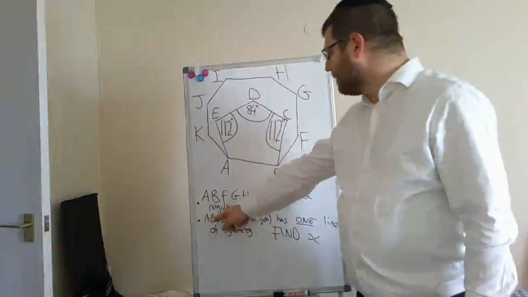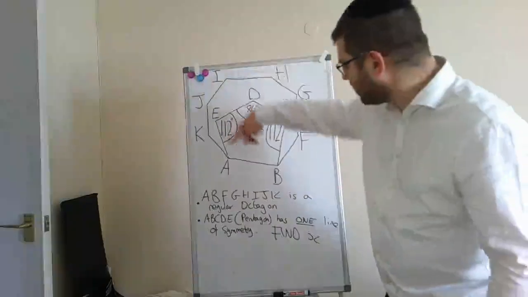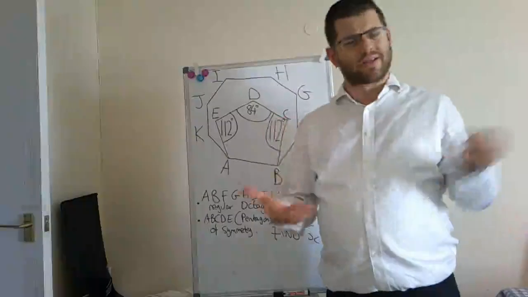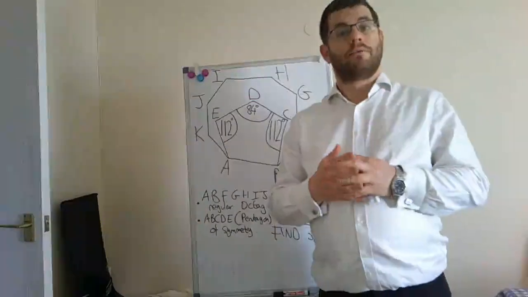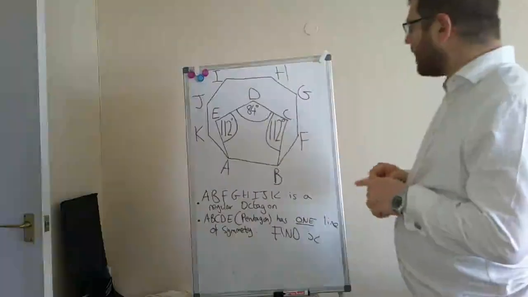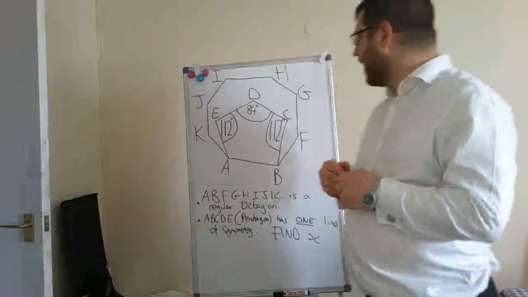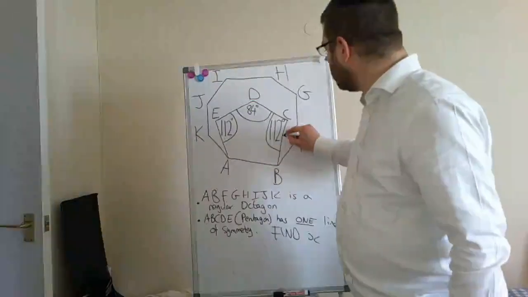We're also told that ABCDE, i.e. the pentagon, has one line of symmetry. Now you might think, where does symmetry come into this? So that's something for you to think about. Now, you're told to find x. Let me show you where x is. X is this angle over here.